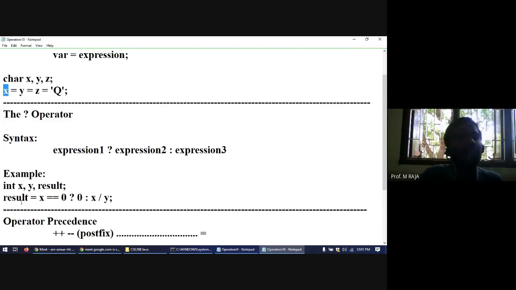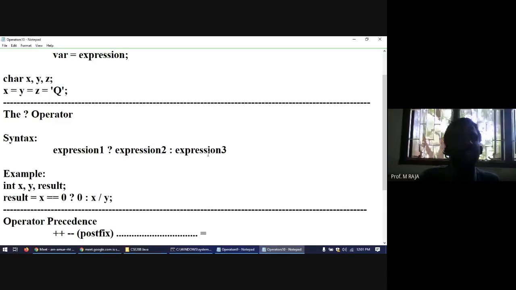Then one more operator, the ternary operator, a conditional operator similar to that of C and C++ languages. Expression 1, then expression 2 colon expression 3. Expression 1 is evaluated first. If it results in true, expression 2 is evaluated. If it results in false, expression 3 is evaluated.